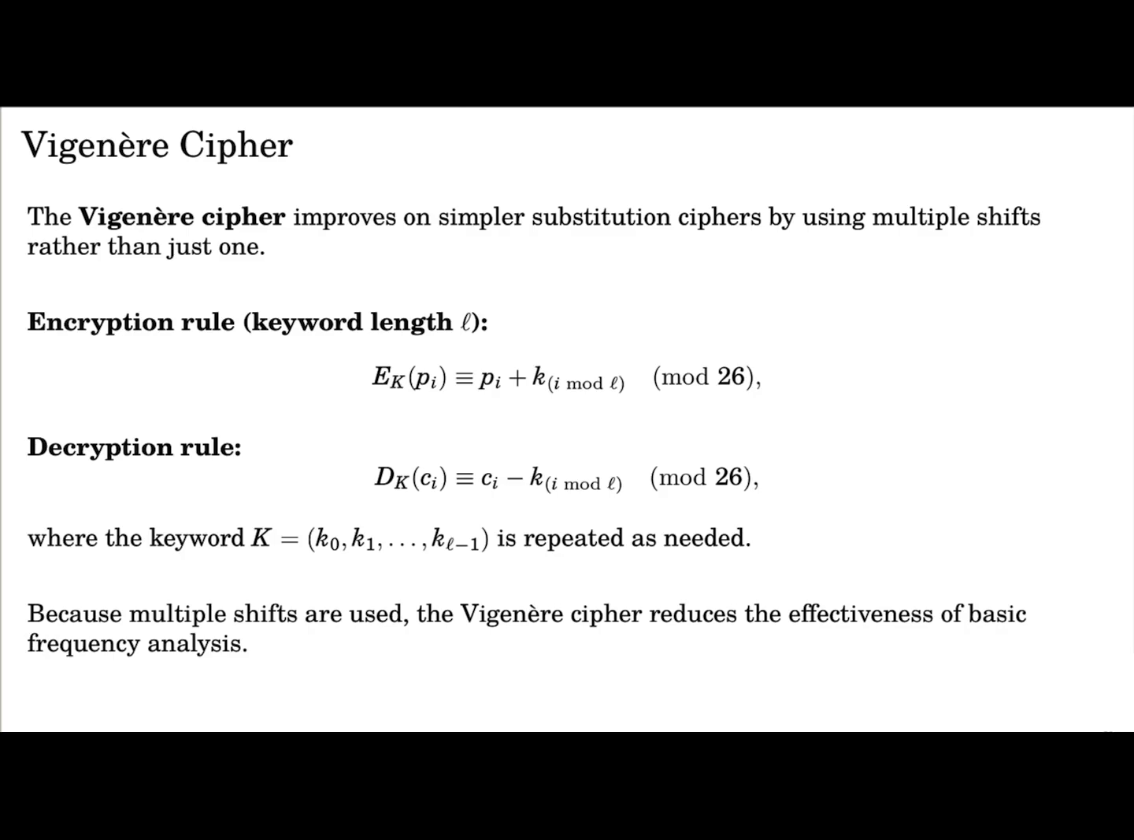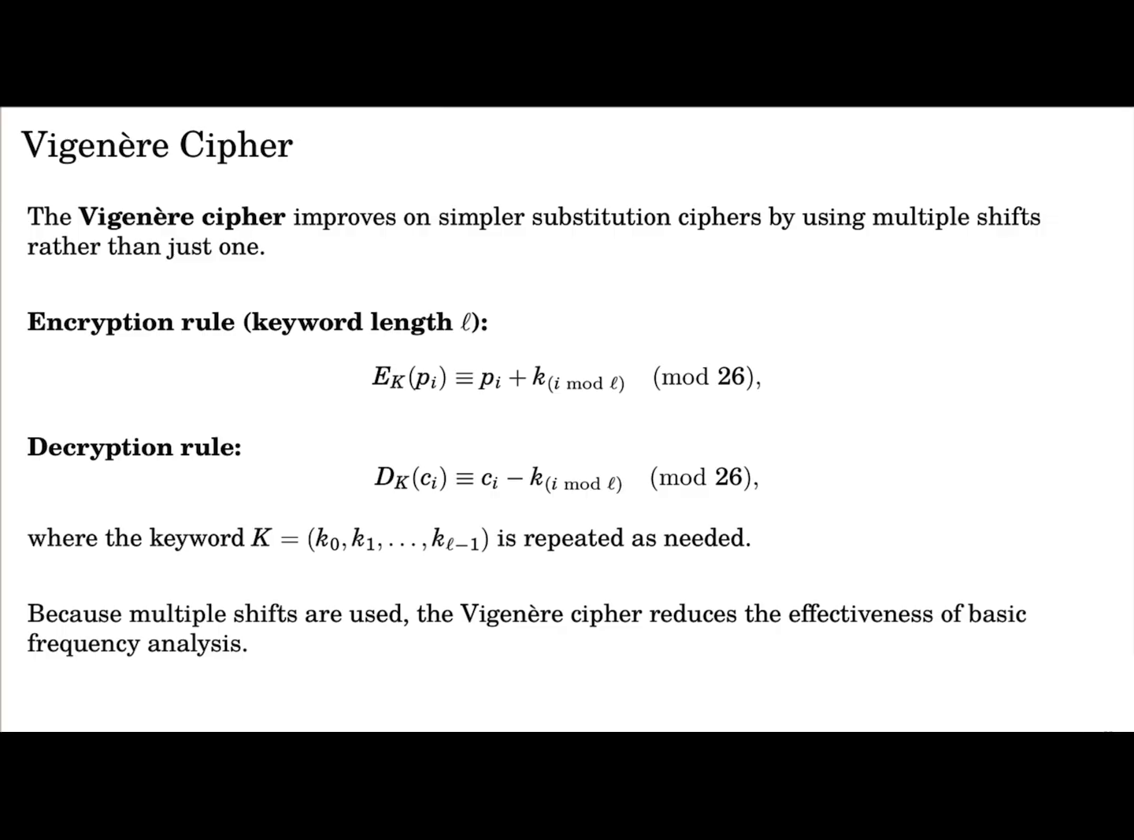The Vigenère cipher improves on simpler substitution ciphers by using multiple shifts rather than just one. In a shift cipher, every letter is shifted by the same amount. In the Vigenère cipher, the shift depends on the position of the letter.